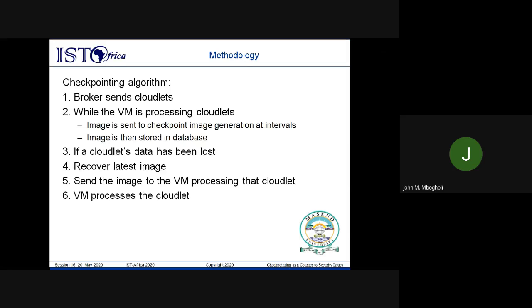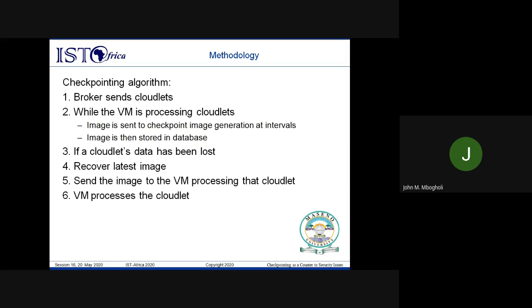So while the VMs are processing these cloudlets, the image is sent to a place, the checkpoint image generation, at intervals. In this case, 5 seconds, and then the image is stored in a database. The database that was configured in this study was Microsoft Access, which we found to be suitable.